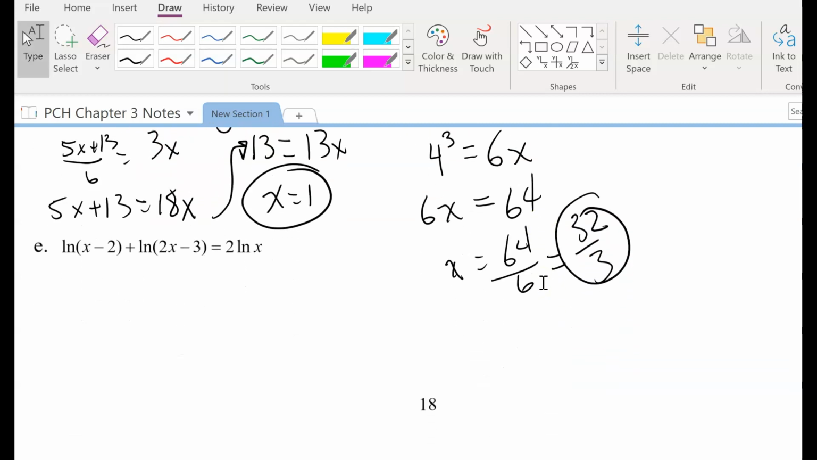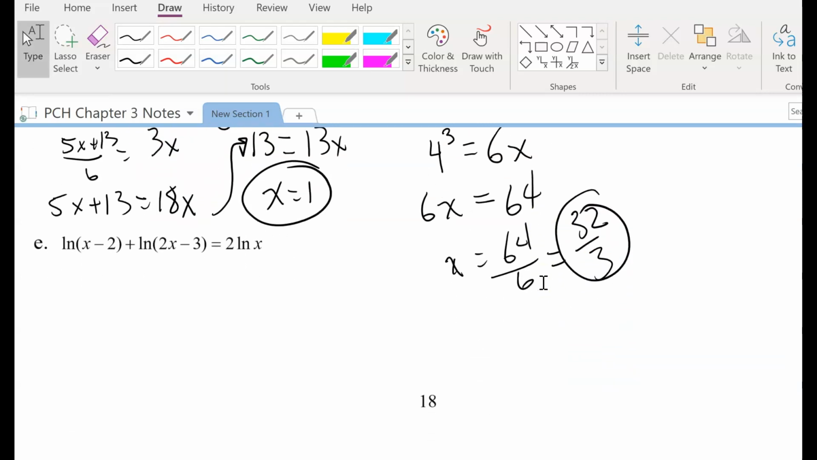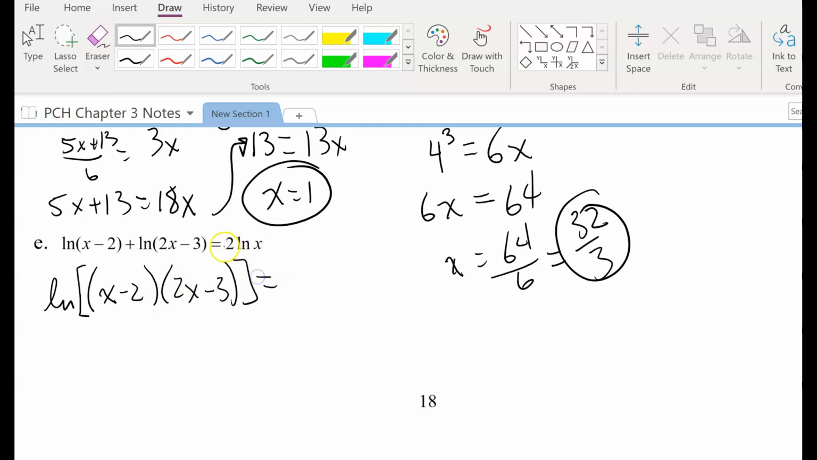Alright, and moving on to the last part of this problem. Again, we want a single expression on both sides. So let's combine these. So I'm going to have the natural log of x minus 2 times 2x minus 3 equals, and I'm going to bring that exponent up, natural log of x squared. So now I have a natural log on both sides. So now we can set these equal to each other.